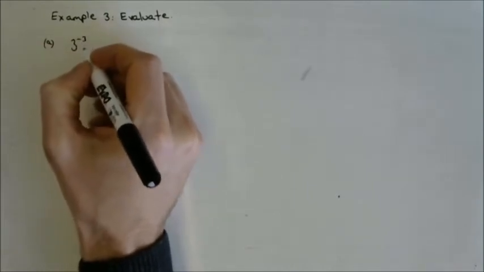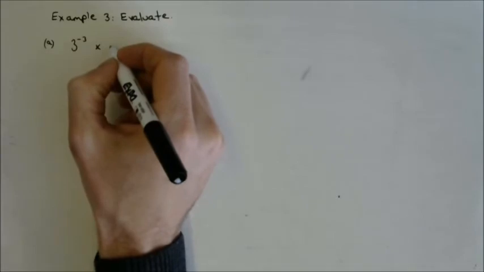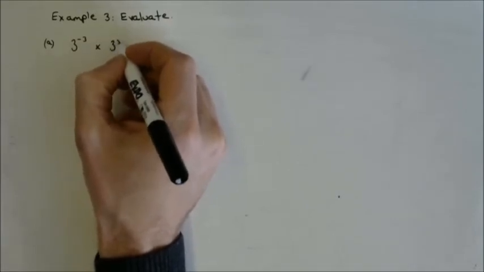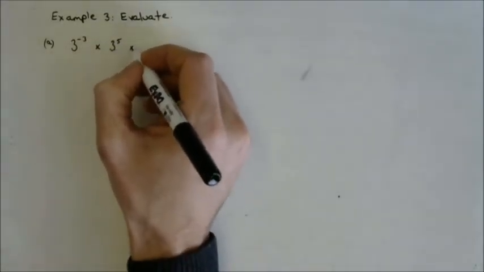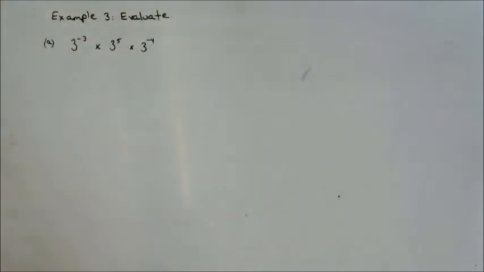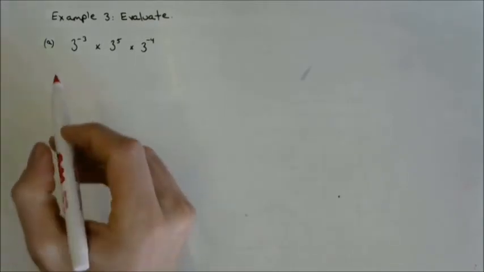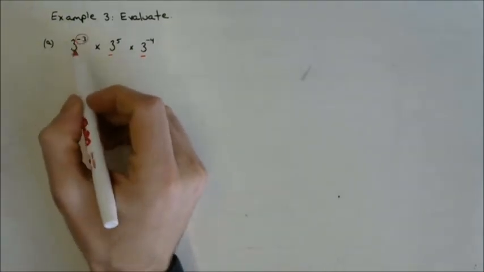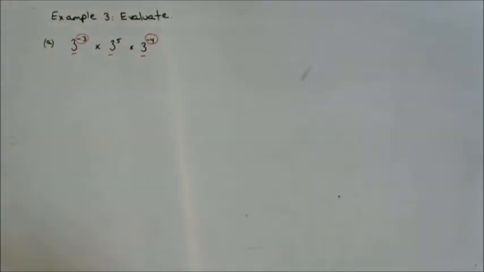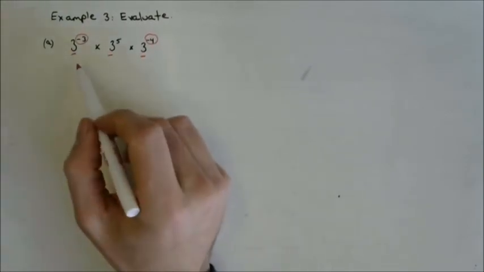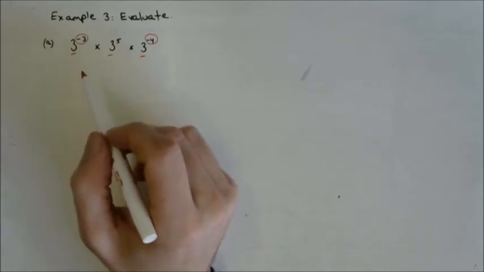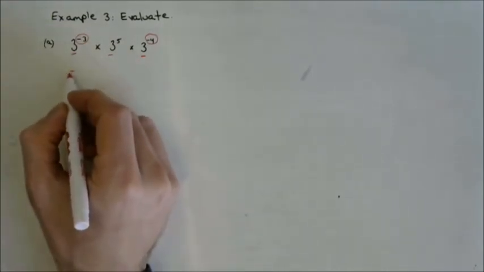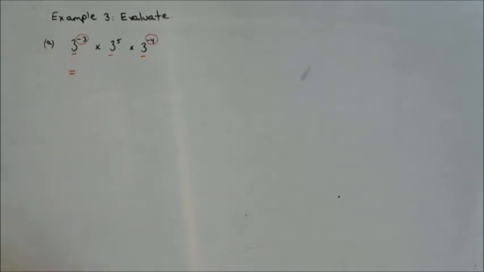The first expression that we're going to evaluate is 3 to the power of negative 3 times 3 to the power of 5 times 3 to the power of negative 4. Now there are a couple of different things happening here. You notice that we have powers with the same base, 3, 3, 3. We also have 2 negative exponents. So you might be inclined to flip those and express those as positive exponents in the denominator. But we have another rule that we can do first to take precedence and make this a little bit easier.